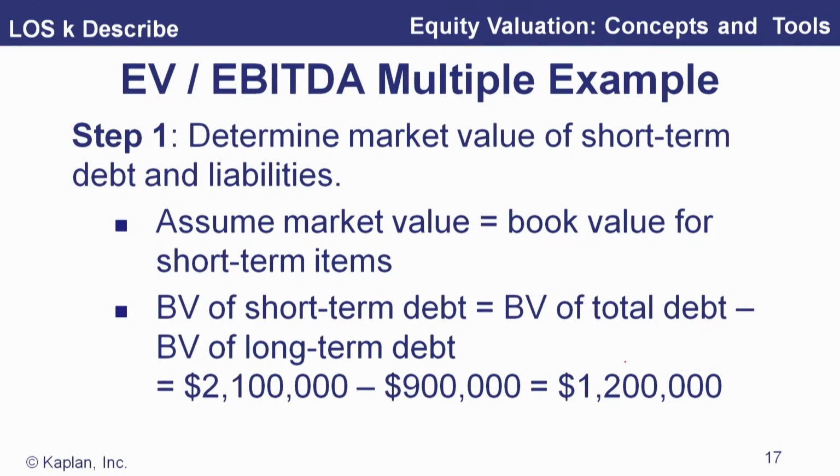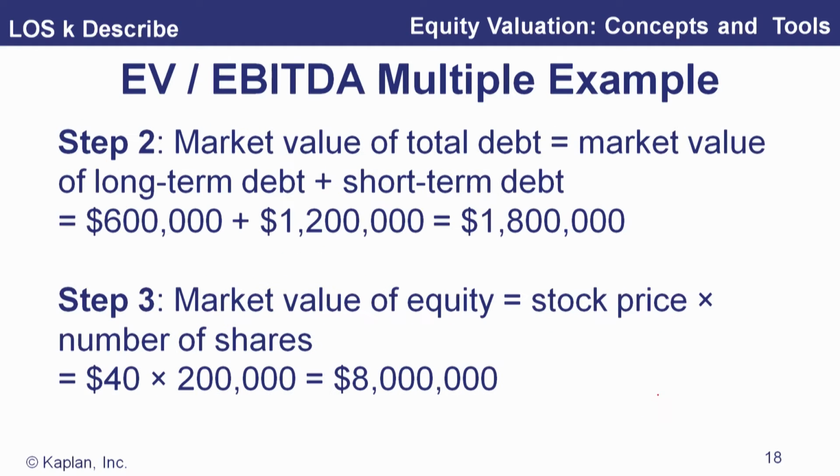So step one, determine the market value of short-term debt. Okay. So that's the part where we take the book value of total debt minus the book value of long-term debt and estimate the market value of short-term debt as its book value. So now we've got $1.2 million for that. Once we have that, we take the market value of total debt. So we're going to take that book value of short-term debt, market value of long-term debt, add them up and get $1.8 million. Market value of equity, simply the share price of 40 times 200, so that's $8 million.